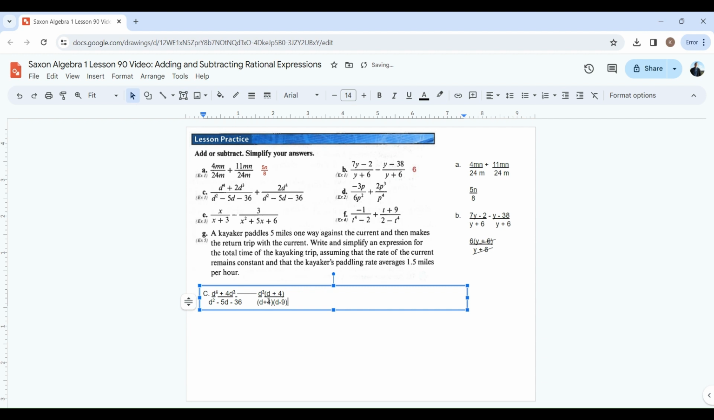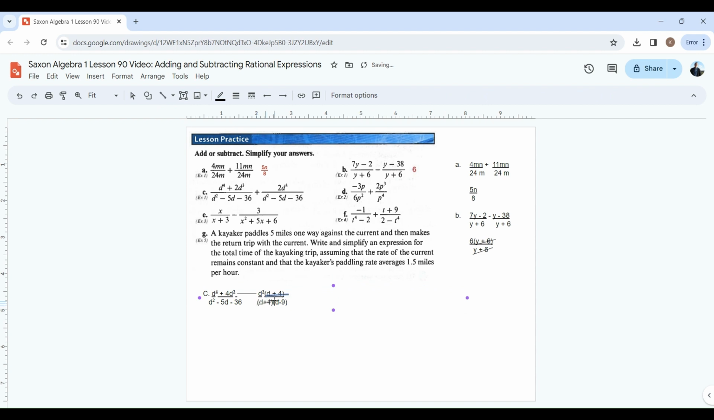Because 4 times negative 9 is negative 36, and 4 plus negative 9 is negative 5. So this is going to FOIL out to d squared minus 5d minus 36. But what do you notice? Notice on the top of my fraction, I have a d plus 4. Bottom of my fraction, d plus 4. That means that my answer is going to be d cubed over d minus 9.